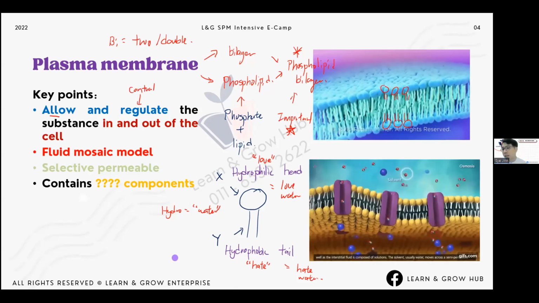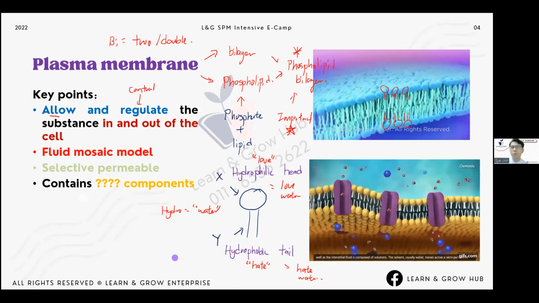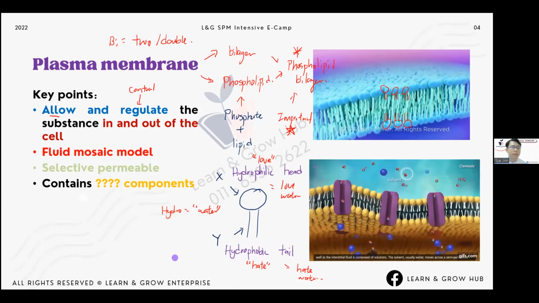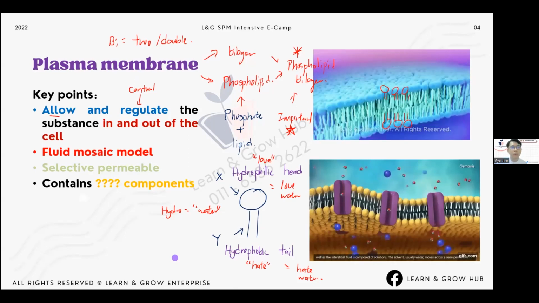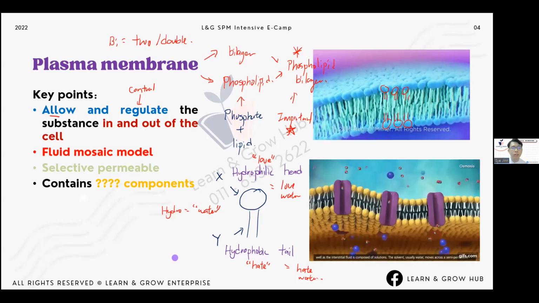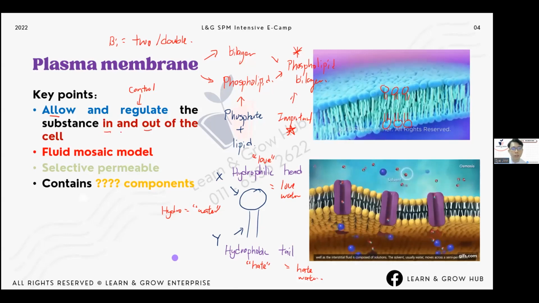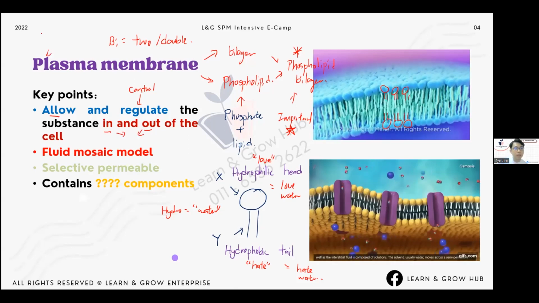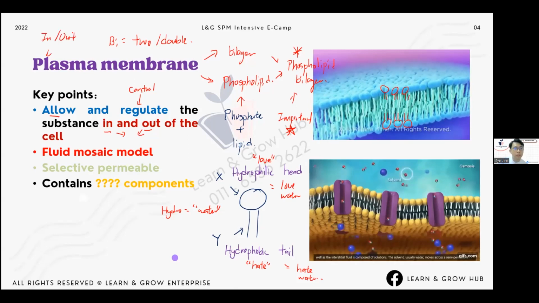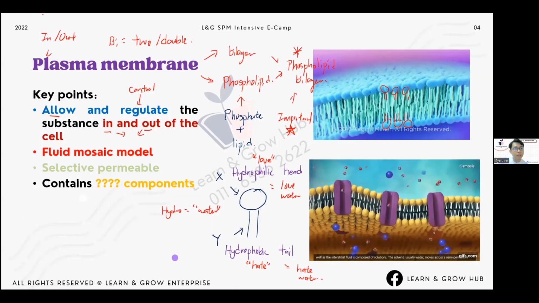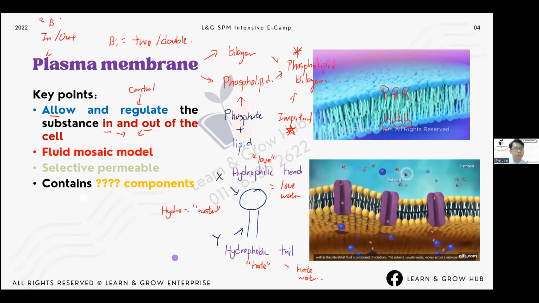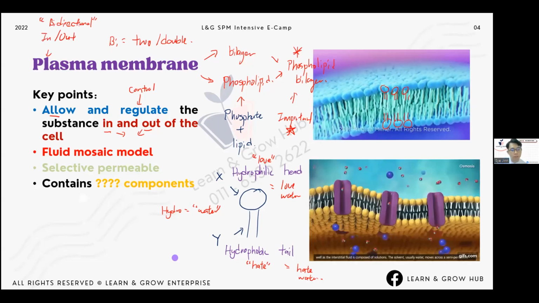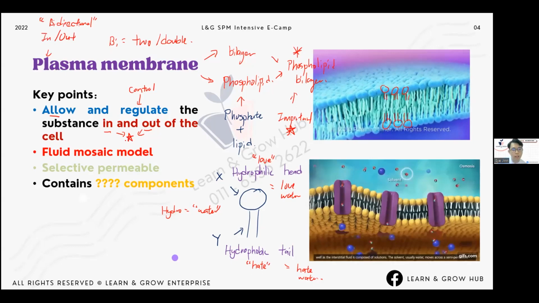So that's why some of the students ask me, if I'm not really good in English, can I write "control"? Yes, you can write control. The key point you can write is: allow and control the substances in and out of the cell. This one is very important. Why? Because the plasma membrane can be in and out, not must be, bi-directional. Okay, so important here. Another star.